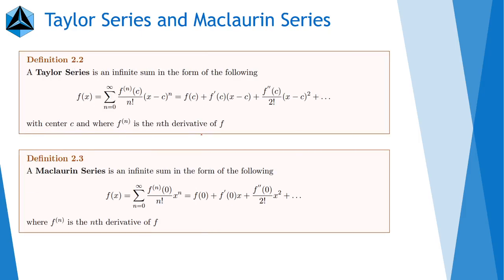So this is the Taylor series. It's an infinite sum in the form of the following. It's a special type of power series, and so f of x is equal to this infinite summation of the nth derivative over n factorial. That's the coefficient, a of n, times x minus c to the n. And so this is equal to f of c plus the first derivative of f at c times x minus c, plus the second derivative evaluated at c over 2 factorial times x minus c squared, plus the third derivative of f evaluated at c over 3 factorial times x minus c cubed, and so on.